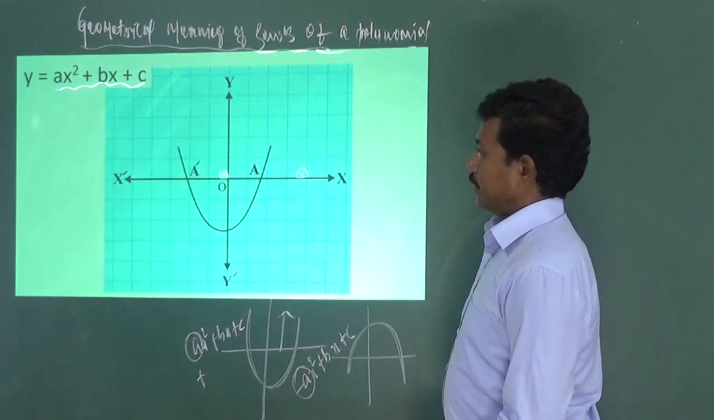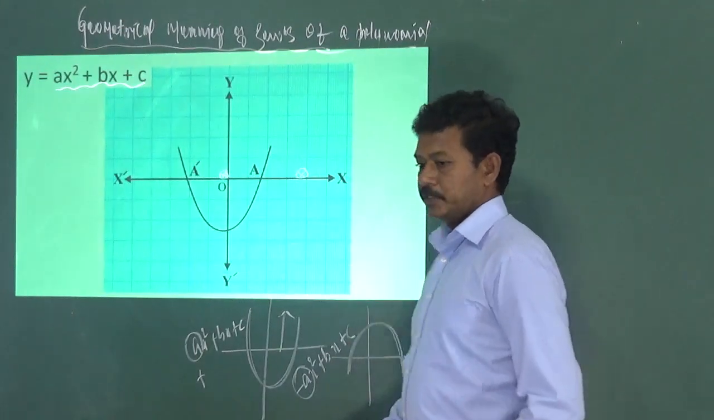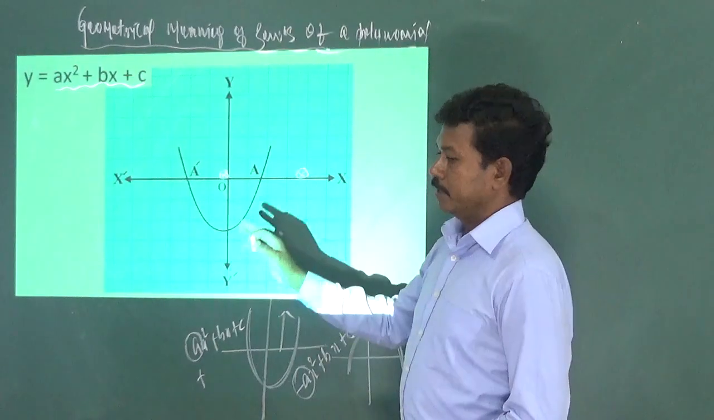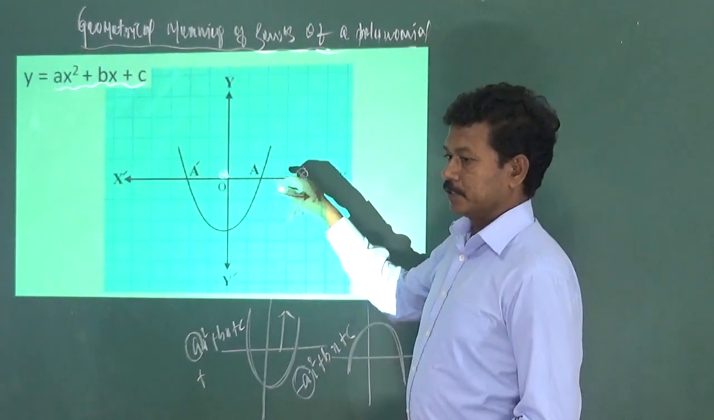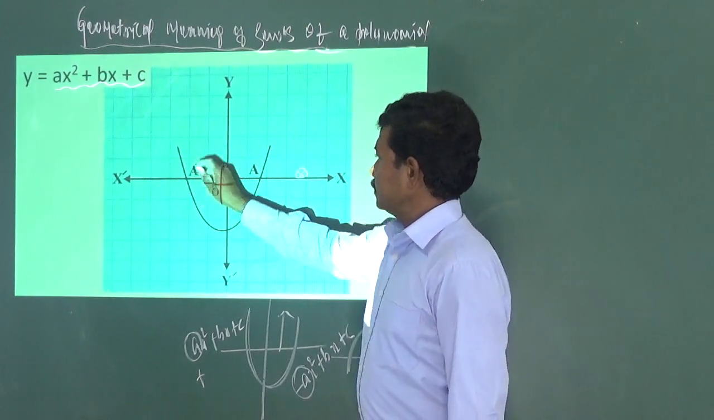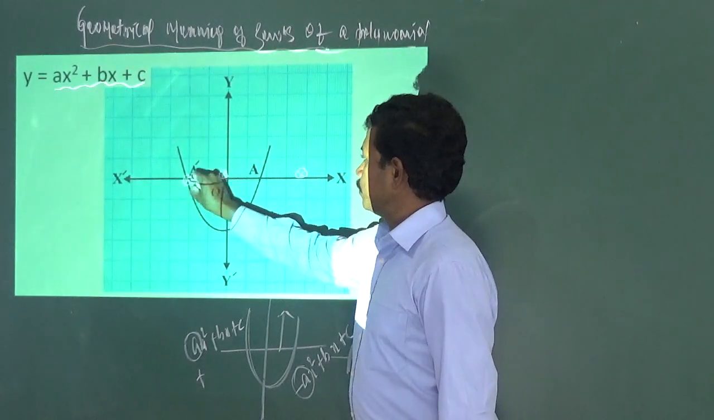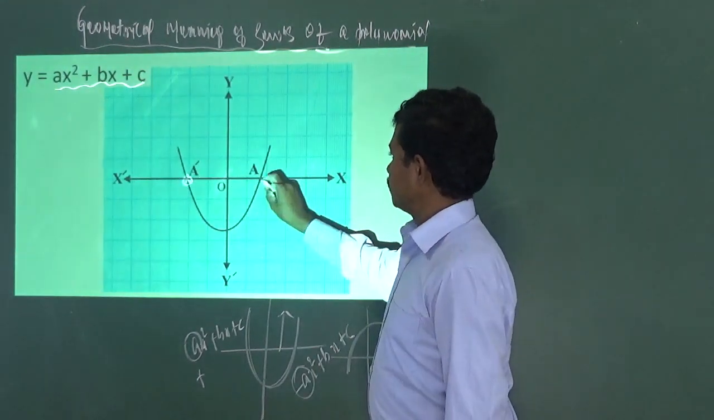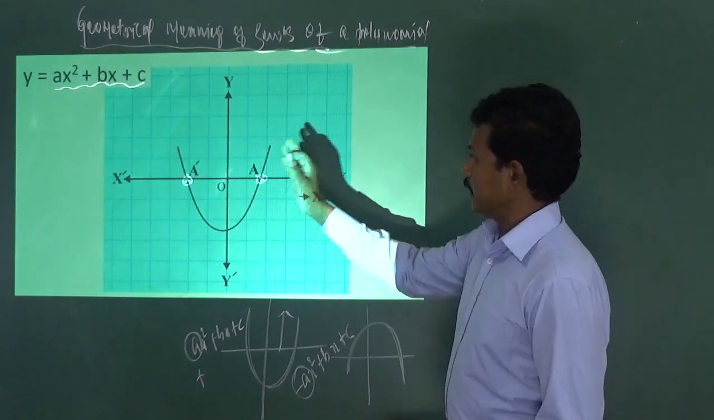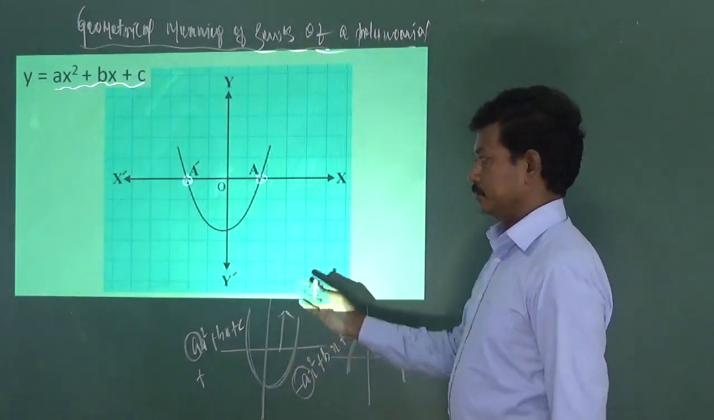So this is also a parabolic curve for a quadratic polynomial, ax square plus bx plus c. I hope a is positive here, so therefore we have got the graph in the upward direction. Now this parabolic curve intersects the x-axis at two distinct points, one at a dash, another at a. So therefore, a and a dash are the two zeros of this quadratic polynomial. Right. Next.